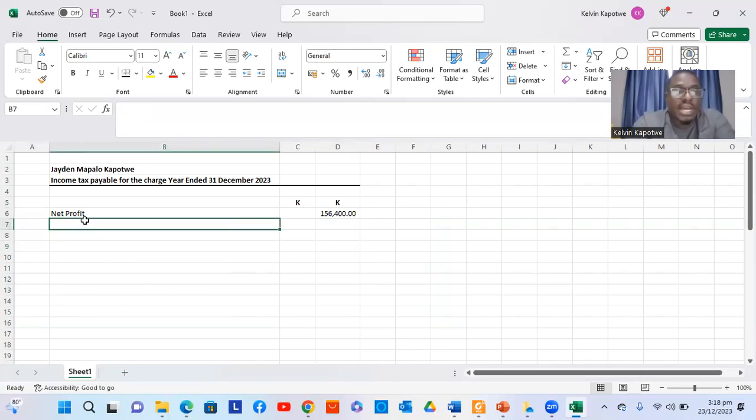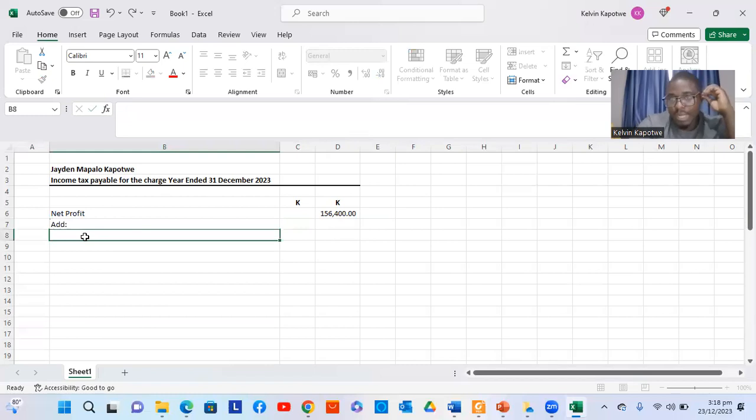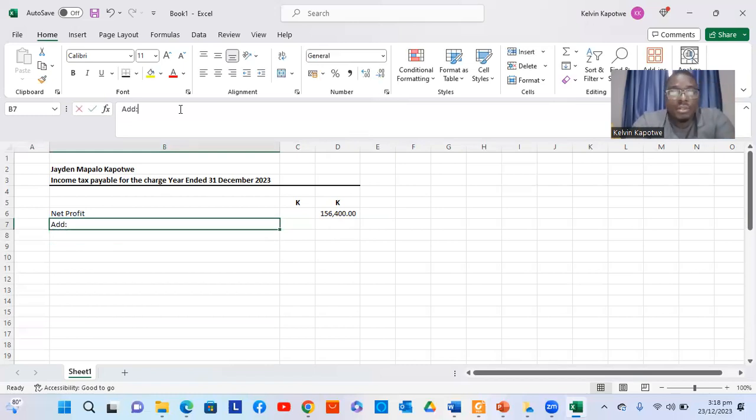Now we have to make adjustments. So we have to disallow some expenses. So for one, I can say disallowable expenses. Or for your sake, I'm just going to put add back. I gave reasons as to why I'm adding back. So yes, add back rent and rates.